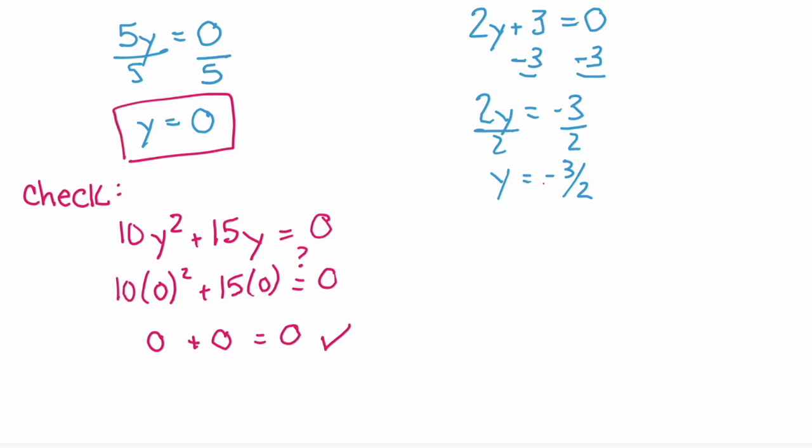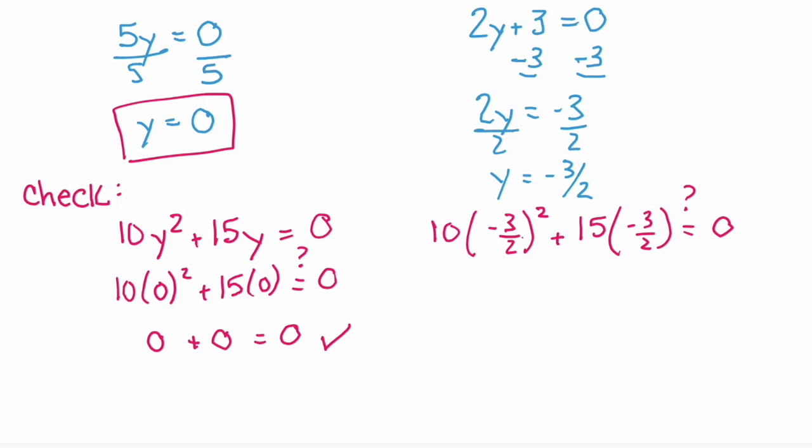Now we do the same process with the negative 3/2. So 10 times negative 3/2 squared plus 15 times negative 3/2. Does that equal 0? Don't freak out over these fractions. Just work through them slowly.